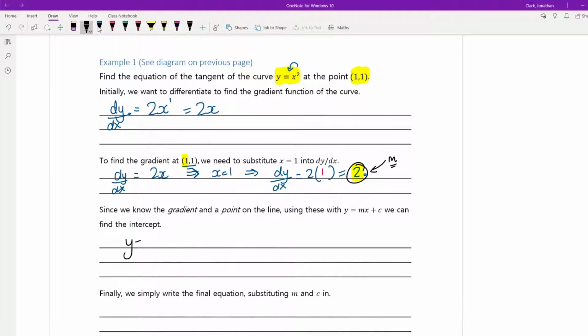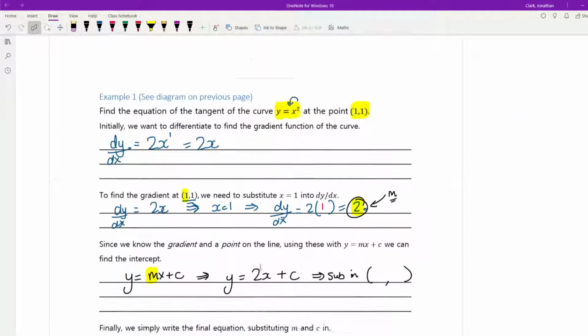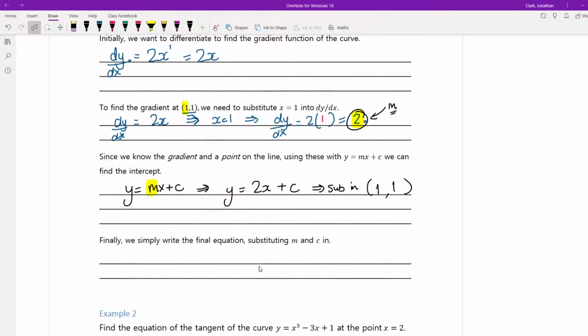Now let's write down the formula of a straight line. y equals mx plus c. I've just worked out that the gradient of the tangent should be 2, so I can replace m with 2. Nice. What I can also do is sub in the coordinates of a point that I know is on the line. And the point I know that's on the line is 1, 1. So I can sub in x is 1 and y is 1.